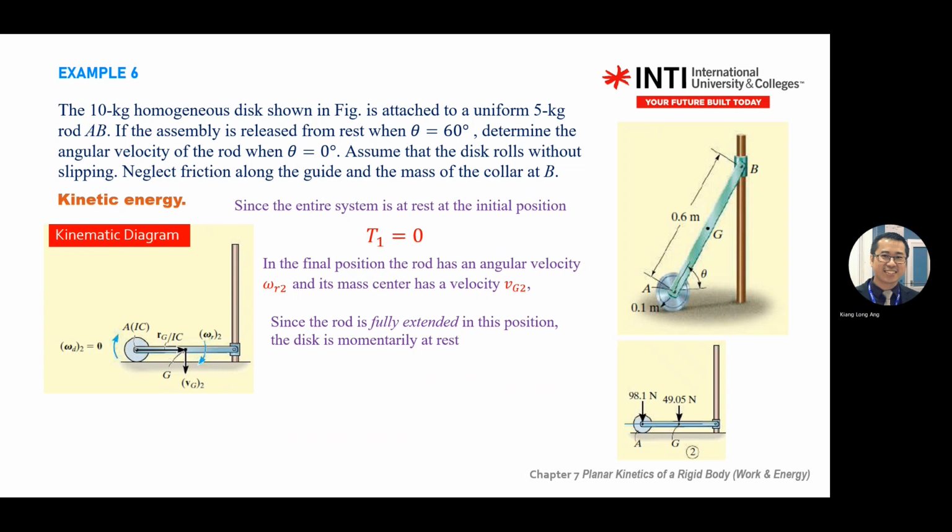Since the rod is fully extended in this position, the disc is momentarily at rest. So your omega 2 for the disc will be 0, because when it becomes flat, the disc no longer moves. VA, velocity at point A, will be 0. So it's not moving anymore, because it was fixed. This rod comes here, it cannot rotate already, maximum already. So V also 0 for the disc.